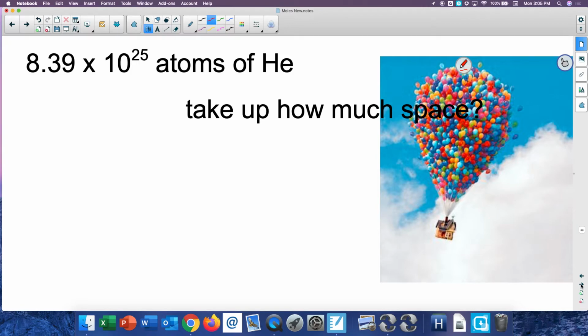Up is a great movie. Fun. Disney movie, Pixar movie.